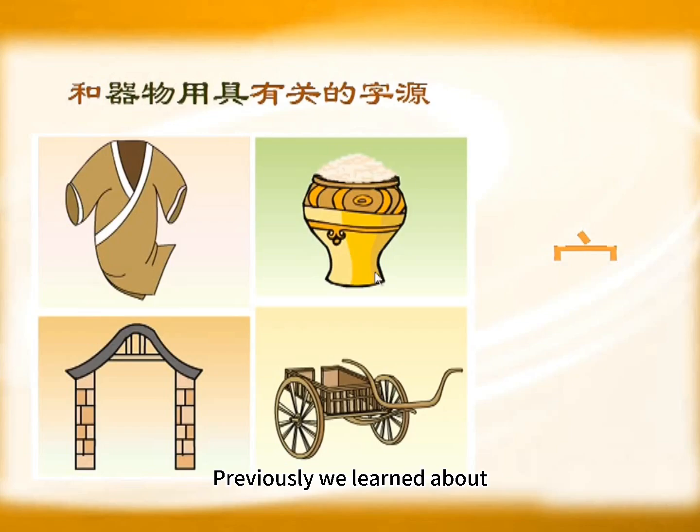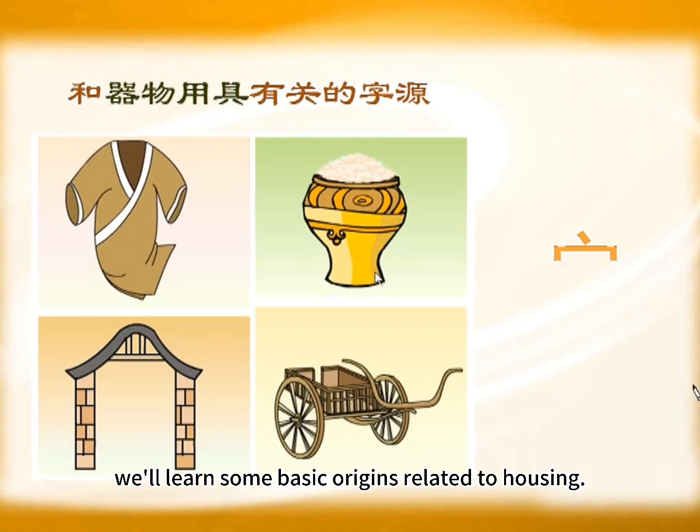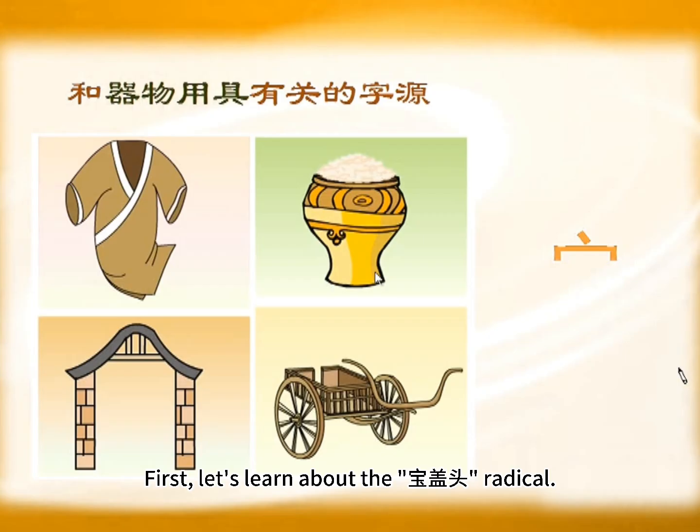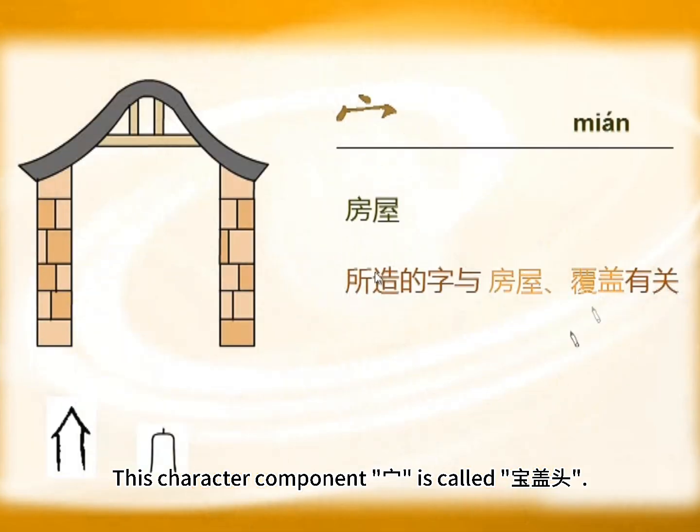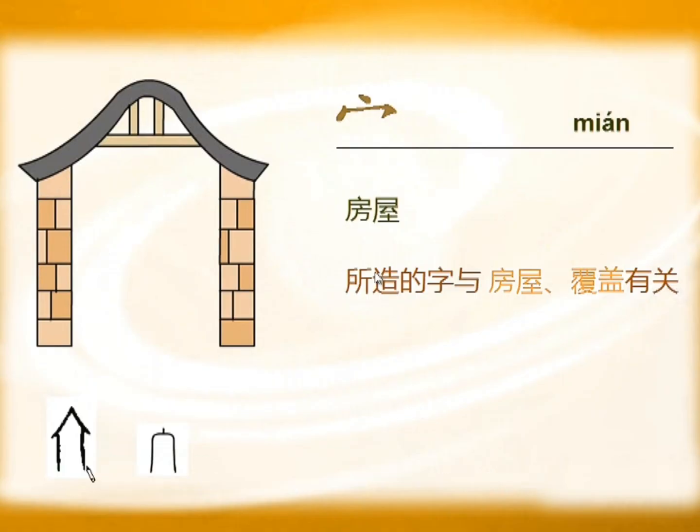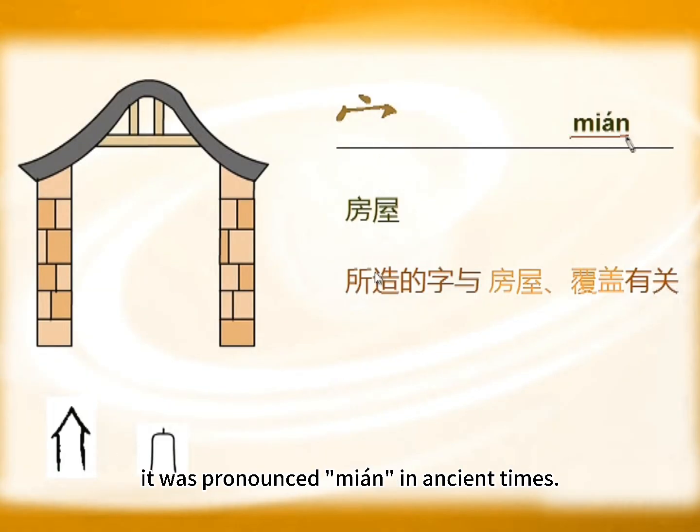Previously we learned about some basic character origins for food and clothing. Starting from this lesson, we'll learn some basic origins related to housing. First, let's learn about the 宝盖头 radical. This character component, 宝, is called 宝盖头. But when used as a standalone character, it was pronounced mian in ancient times.